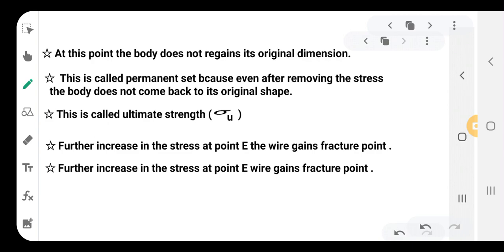As I told you, from C to D it is the permanent set, because even after removing the stress the body does not come back to its original shape. This is called the ultimate strength.